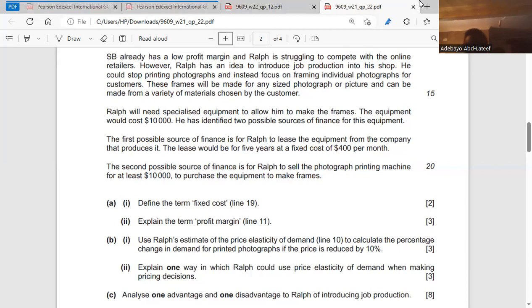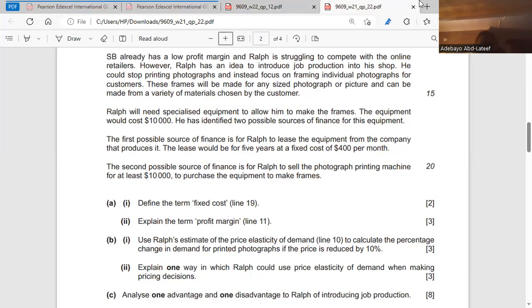the application of leasing. So the first thing is, if he uses the leasing method, the application of leasing may include obtaining equipment to frame individual photographs. So if he's taking a lease, that means he will be able to make a frame for each customer. That is if he's able to buy that leasing agreement. Two, this allows Ralph to continue printing photographs. So the other advantage about leasing is that Ralph is not going to sell his printing machine. So that means he will continue to print photographs and at the same time frame them.